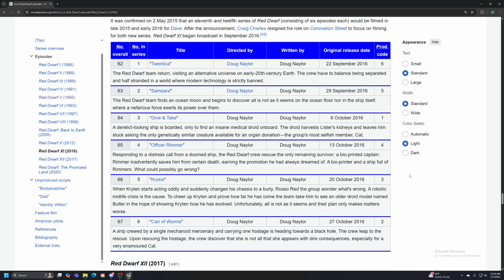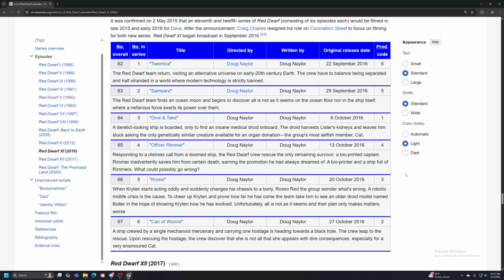Right? Crisis. This is episode 5. When Crichton starts acting oddly and suddenly changes his chassis to a burly Rosso Red, the group wonder what's wrong. What does this mean? A robotic midlife crisis is the cause. To cheer up Crichton and prove how far he has come, the team take him to see an older droid model named Butler in the hope of showing Crichton how he has evolved. Unfortunately, all is not as it seems, and their plan only makes matters worse.